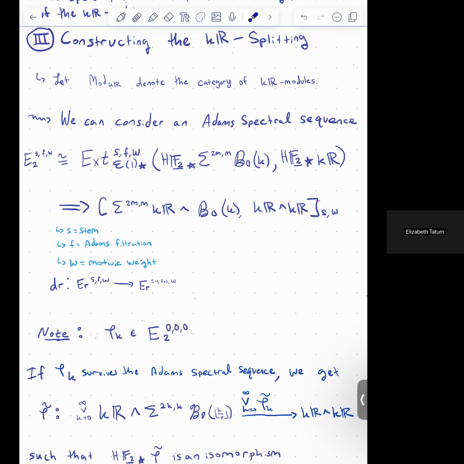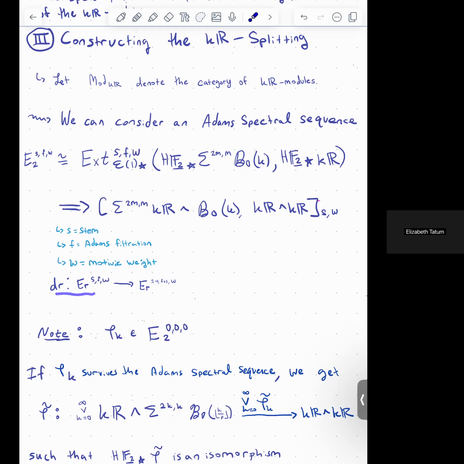Then maybe something else to notice about this atom spectral sequence, in contrast to the non-equivariant setting, is that we're grading on three things. It's going to be graded in three degrees. So S here should be stem, F should be atoms filtration, and those we both had in the non-equivariant version. But then this W here is also the motivic weight. So that's keeping track of the number of sign representations.